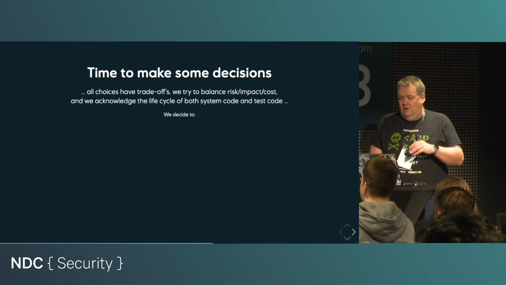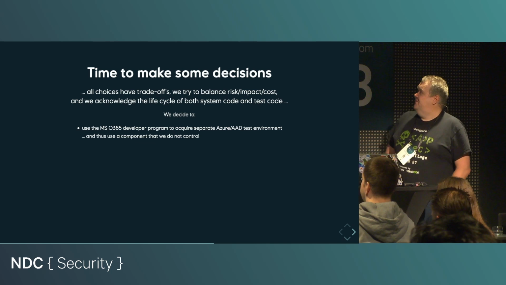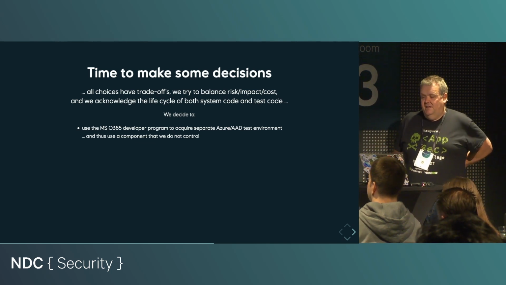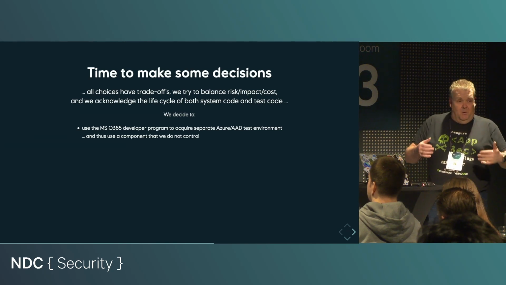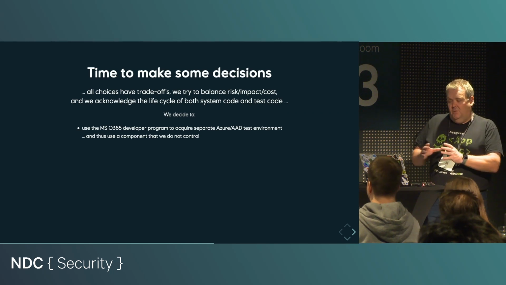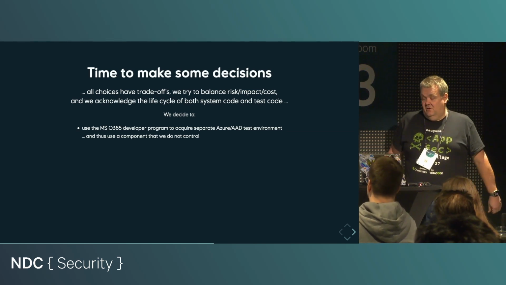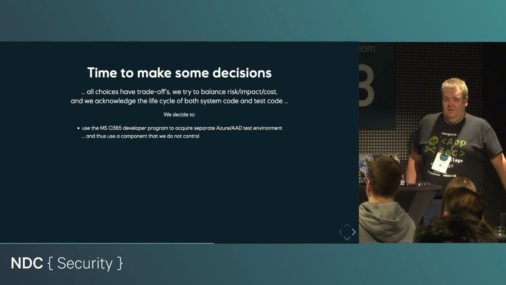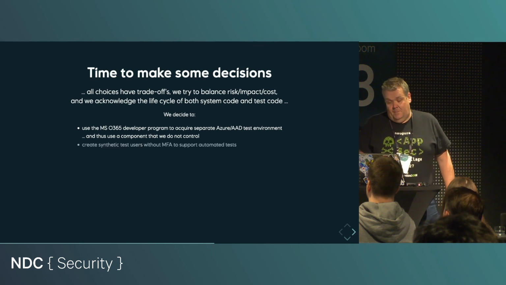So for this example, we decide to use the Microsoft Office 365 developer program to acquire a separate Azure AD test environment. And by that, I break one of my principles, but it's okay to break it if you know that you're breaking it. So I say that I'm going to use a component in my testing that I don't control. When registering an account at that program, I get access to an Azure AD environment for free. And it's really, really useful.